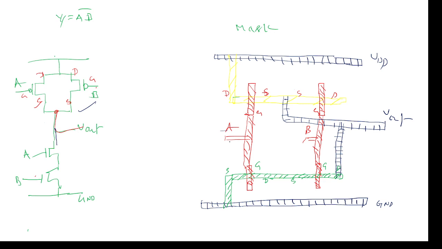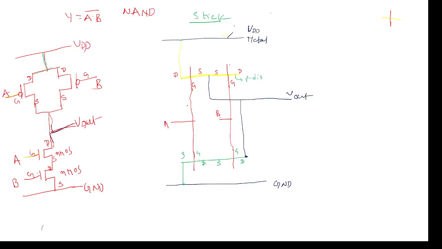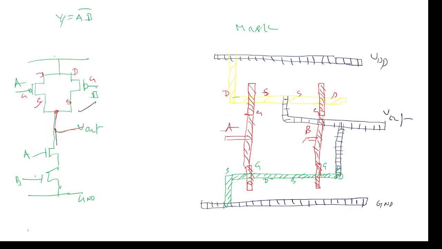So this is the way we need to draw the stick and mask layout diagram. If you know the symbols, the transistor symbols, you can easily draw. And metal means blue color. So here in the mask layout diagram, the box containing straight lines is the metal symbol.